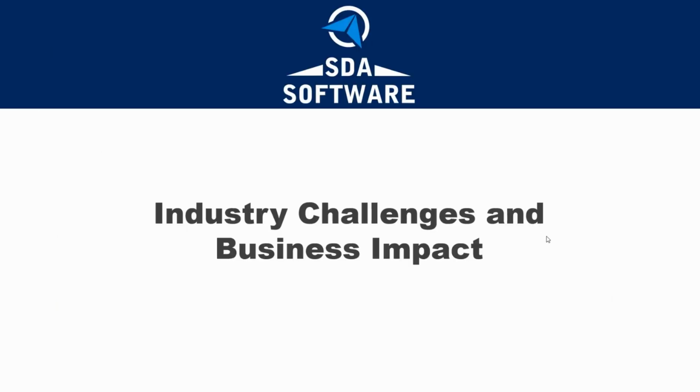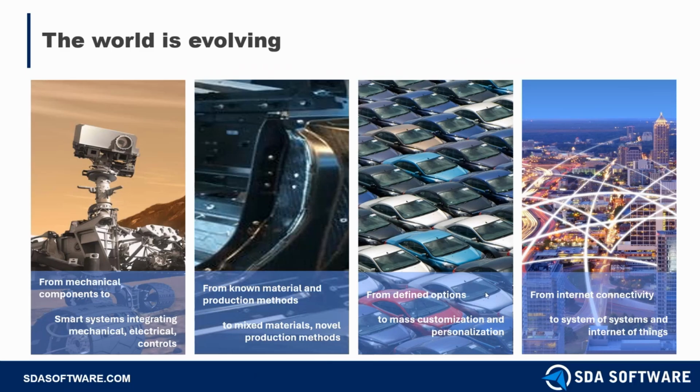So let's first look at industry challenges and business impacts. Nowadays, across all industries, we're seeing four major trends that have drastic impacts on how products are being developed. The first major trend is the shift from products being primarily mechanical devices to smart systems. That basically brings mechanical, electrical, and controls all together. For example, the environmental control in your car is slowly changing from the old mechanical knobs into buttons on the touch screen, like in a Tesla.